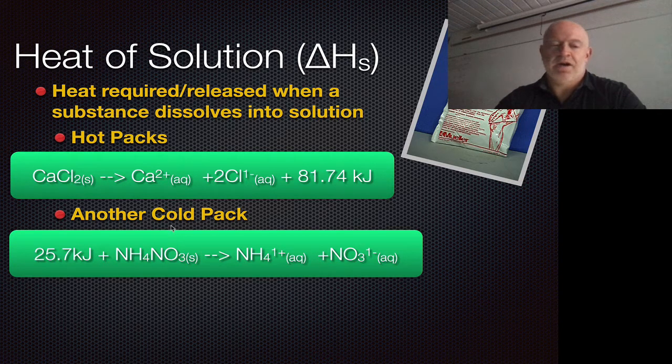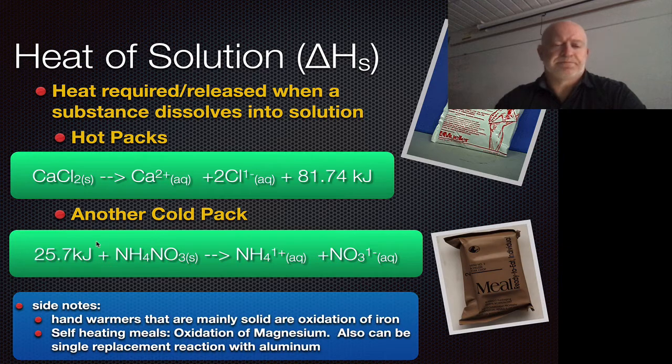For a cold pack, we've talked about other cold packs before, but you can actually take just ammonium nitrate and dissolve it into water, and it will get very cold to the touch because it's pulling heat energy from the surroundings. It has to absorb 25.7 kilojoules of energy to allow it to dissolve. So that's an endothermic example.